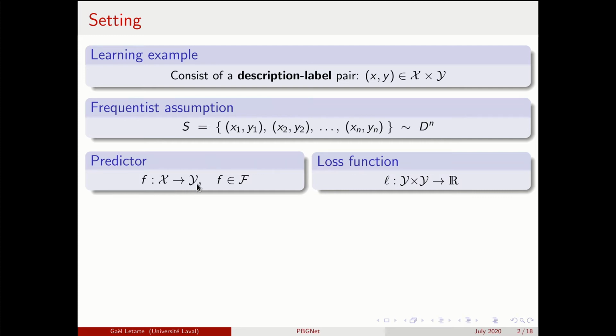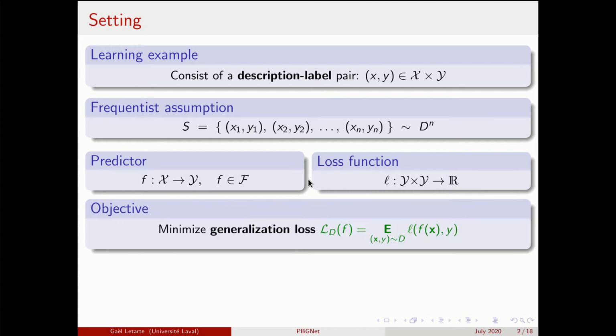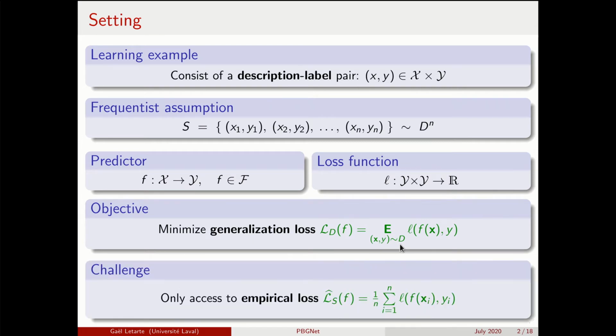We assess the quality of a predictor's prediction using a loss function. Our objective is to find a predictor that minimizes the generalization loss, which is the expected loss of a predictor according to the data generating distribution D. However, this distribution is unknown. Thus, the challenge is to achieve our objective while only having access to the empirical loss, which is the mean of the loss on the training set.